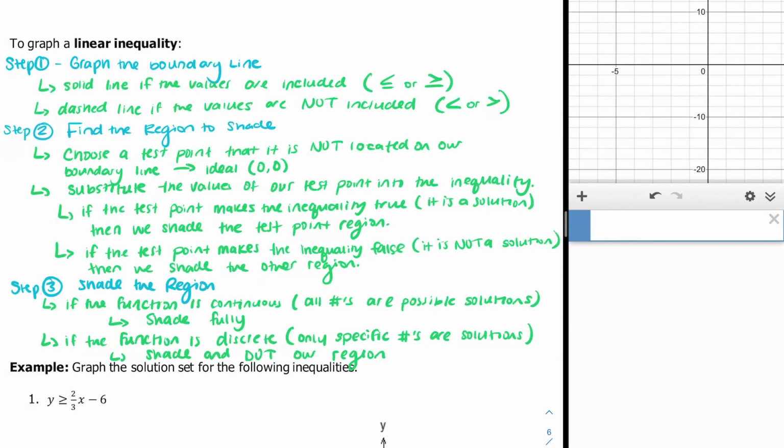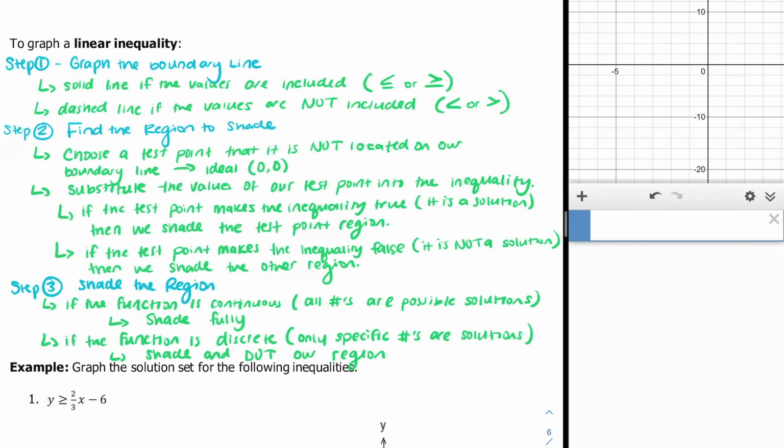So continuous, we will be dealing with continuous when we are just straight up given the inequality or straight up given the function. So if there is no context, there is no word problem in this unit, we are going to assume that everything is continuous.